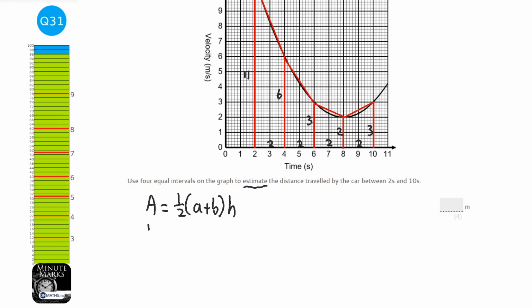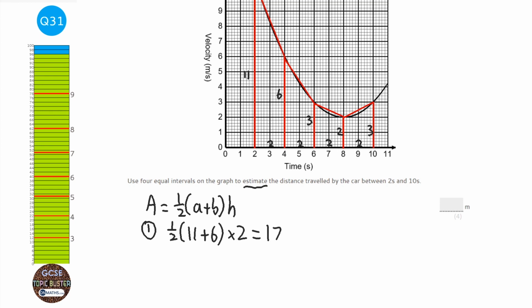So what I would do is just number the trapeziums that I'm doing. Number 1 is going to be half times (11 plus 6), because a and b are the ones on the left and right of the trapezium, times 2. I can use my calculator for this, so it's 17 divided by 2 times 2. I don't know why I'm dividing by 2 and timesing by 2. It's just going to be 17, because the half and the 2 will cancel out.